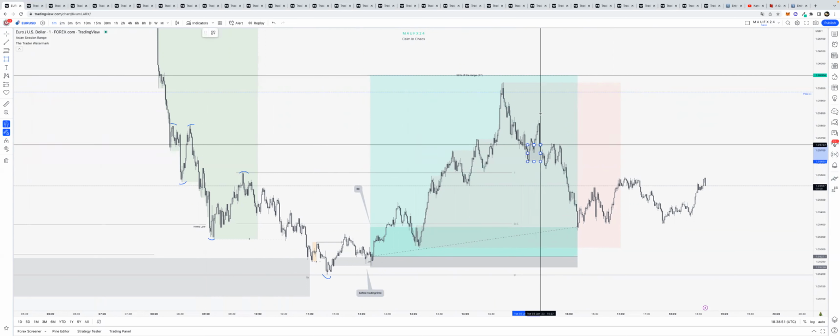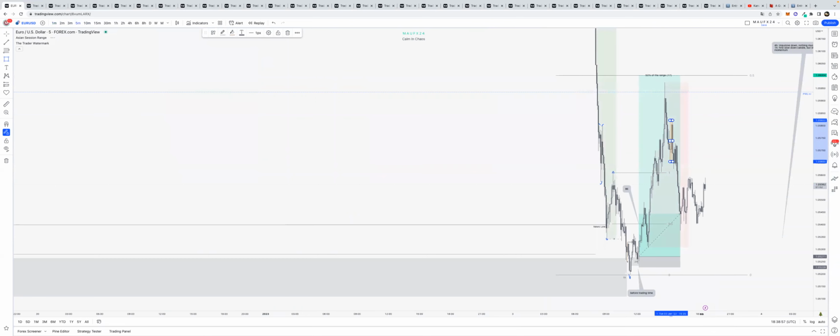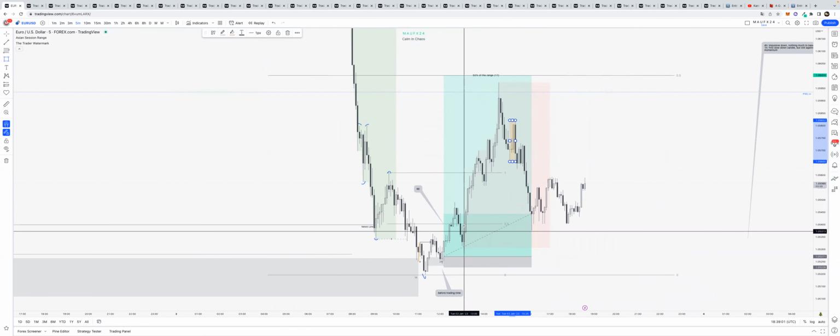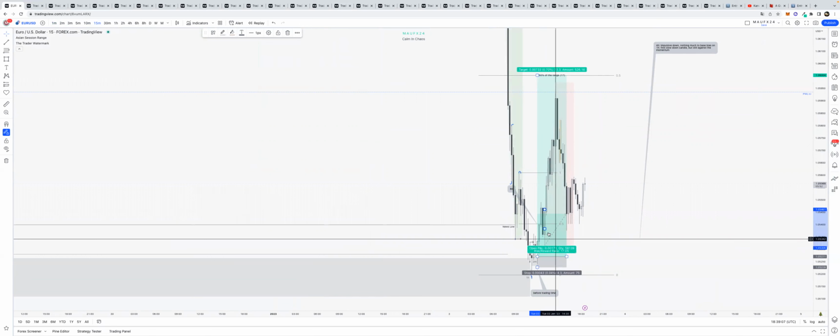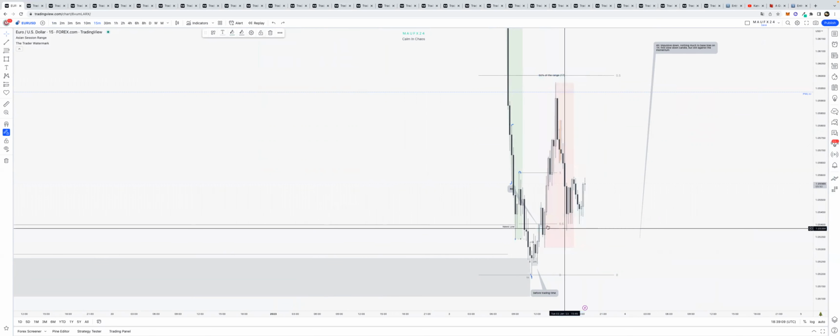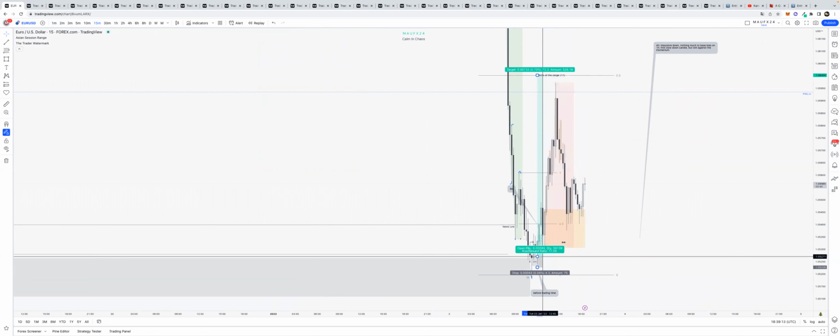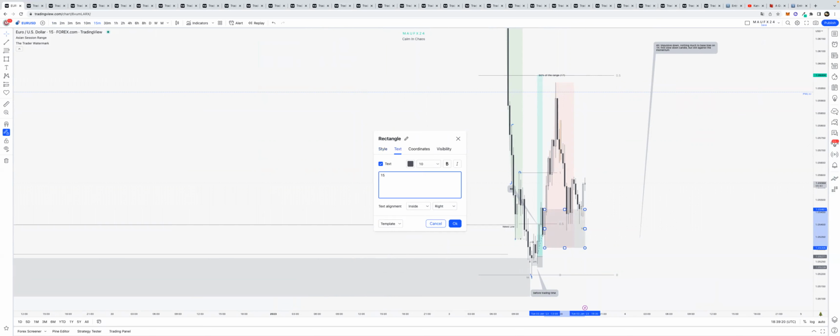So this is your early buyers. You have your probably 5 minute or 50-minute POI. So you get your 5 minute fair value gap, 50-minute POI. There you go. I'm just marking out the trade. I don't know if it plays out though. So you get your 50-minute POI.